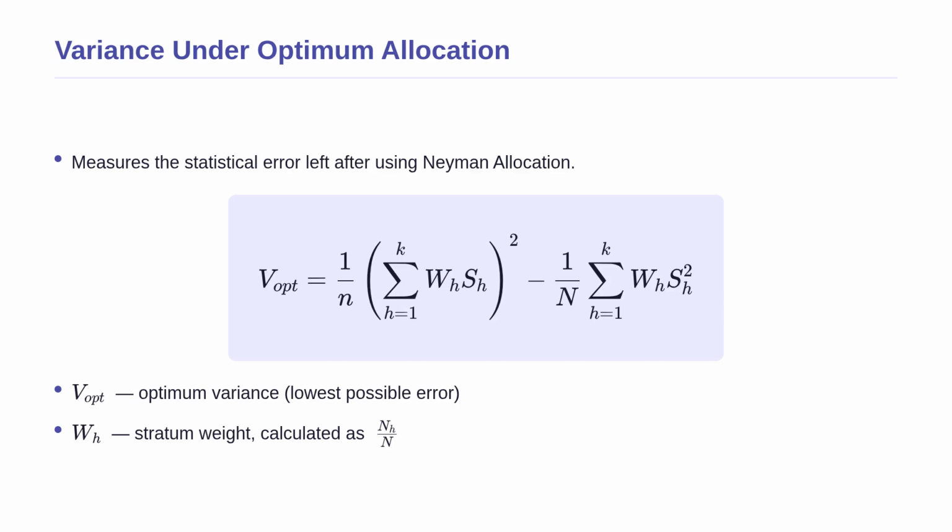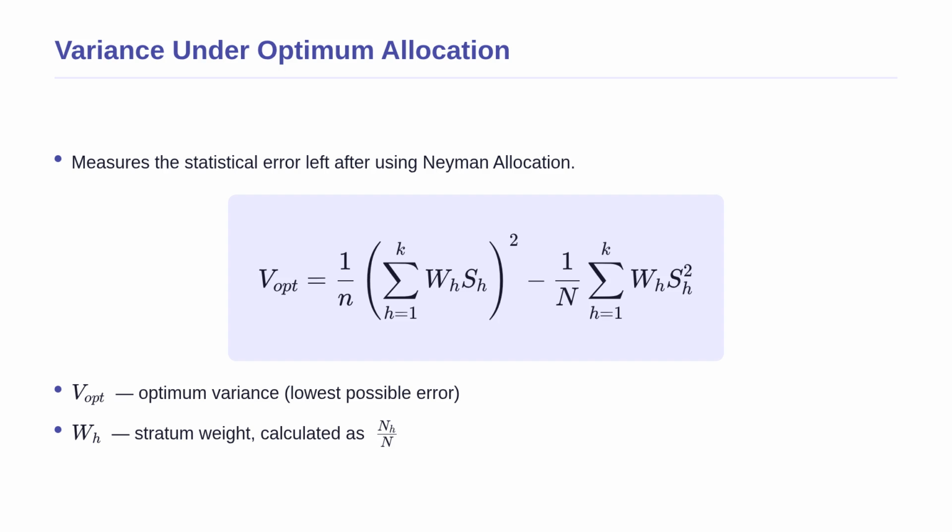This brings us to evaluating our accuracy. When we use a smart strategy like Neyman allocation, we expect our statistical error to be very low. We measure this error using variance. By substituting the Neyman formula back into the general variance equation, we get this beautiful closed form equation. Here, V opt stands for the optimum variance, which is the lowest possible error we can achieve.